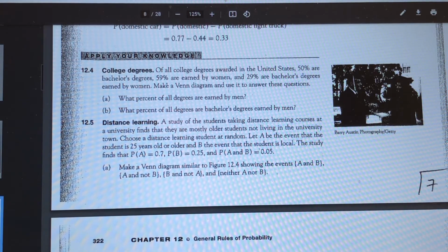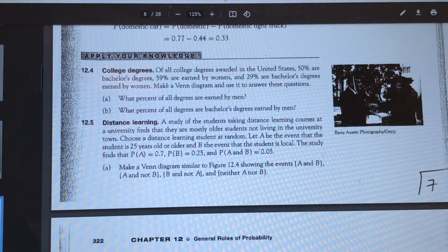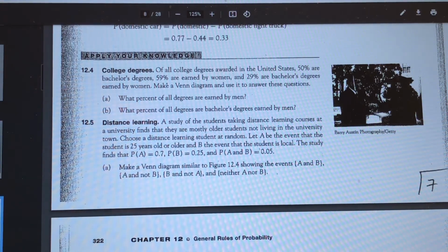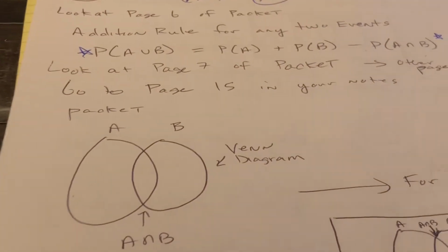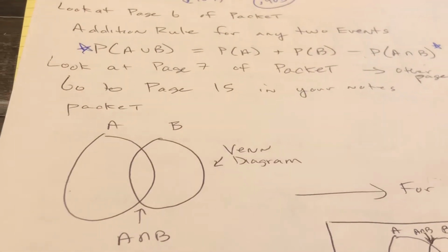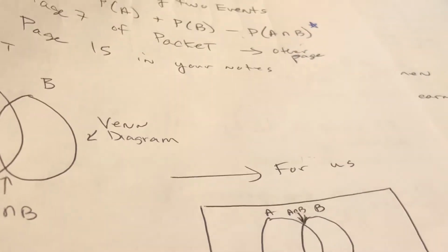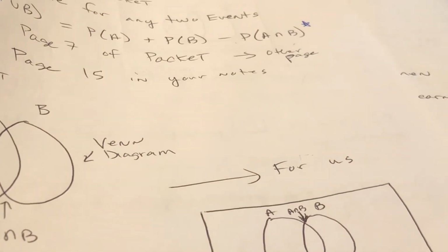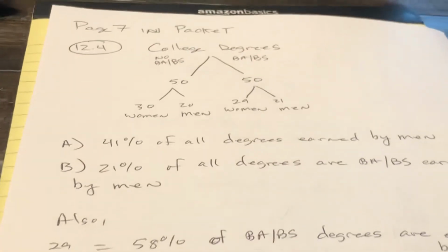59% of all degrees, I believe that's how it's meant right there, 59% of all degrees are earned by women, and 29% of all degrees are bachelor's degrees earned by women. All right, so I don't know why this didn't make a Venn diagram here. Here's how we're going to do it. So this is on another page, as I said. And here is the other page. So let's do that. This is 12.4. This is question 12.4. All right, so I just thought it was a cool question.